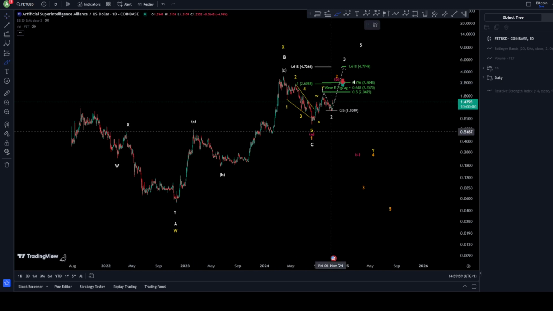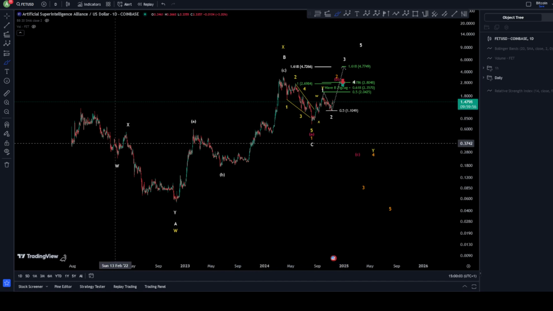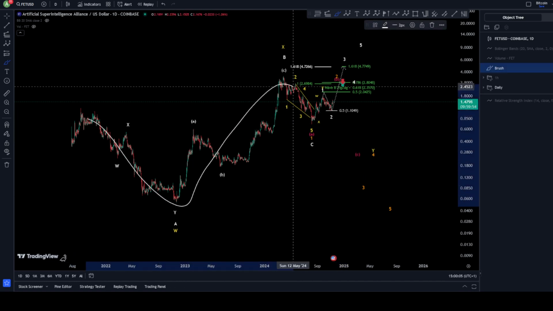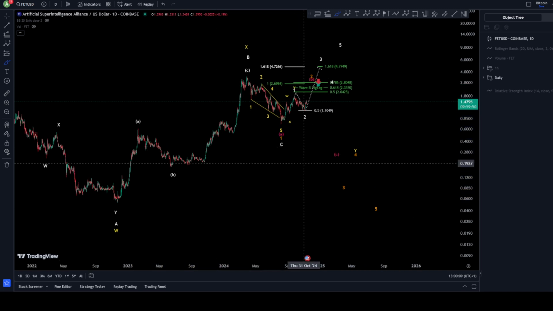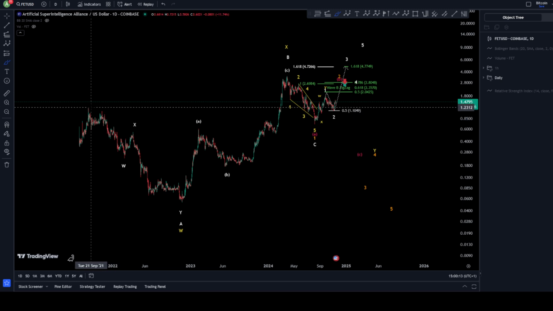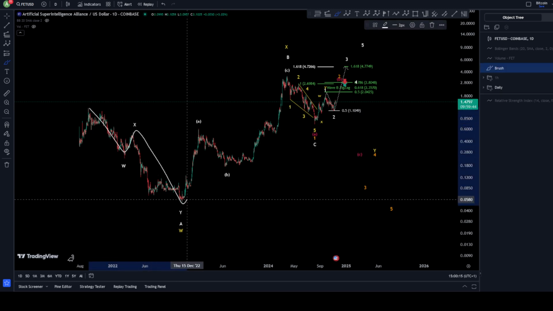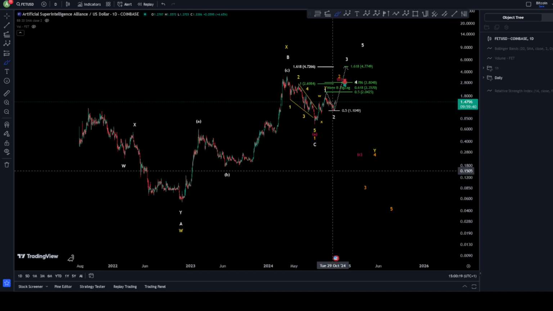On the daily chart, we are looking, of course, for a very nice signal after having a very possible running flat. I will not explain what happened every time. If you are new to the channel, you can go to the playlist of FET and you will find how this has turned into a running flat.